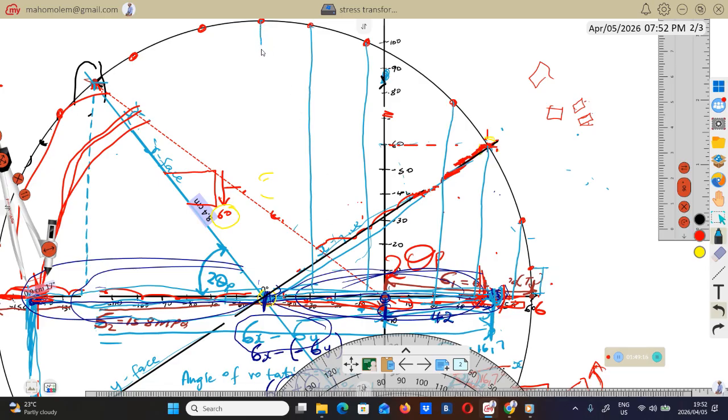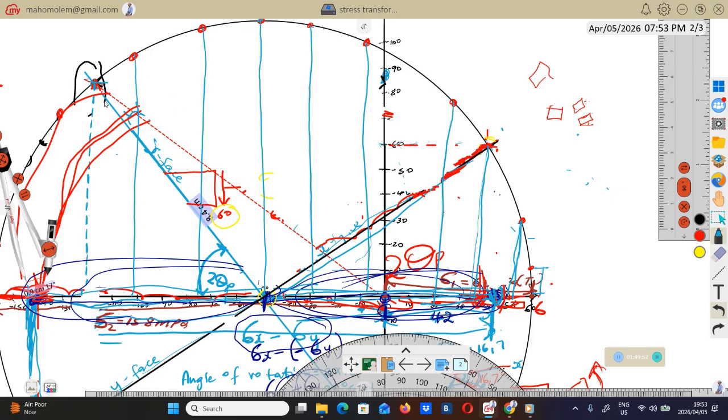If you want the shear stress here, you draw a vertical line from here to there. If you want shear stress here, you draw a vertical line from here to there, and so forth. So you will see that from here to there, the length of this line increases. From here to this one, the line increases, meaning that the shear stress increases as you rotate this element like this. When you check from here to here, the shear stress starts to decrease.